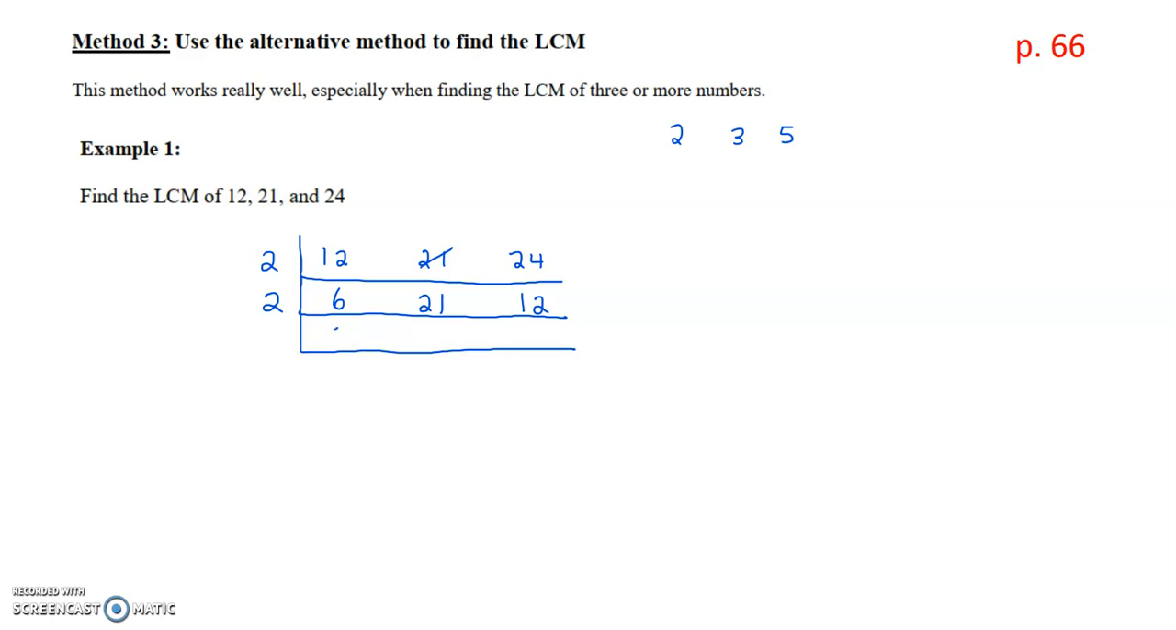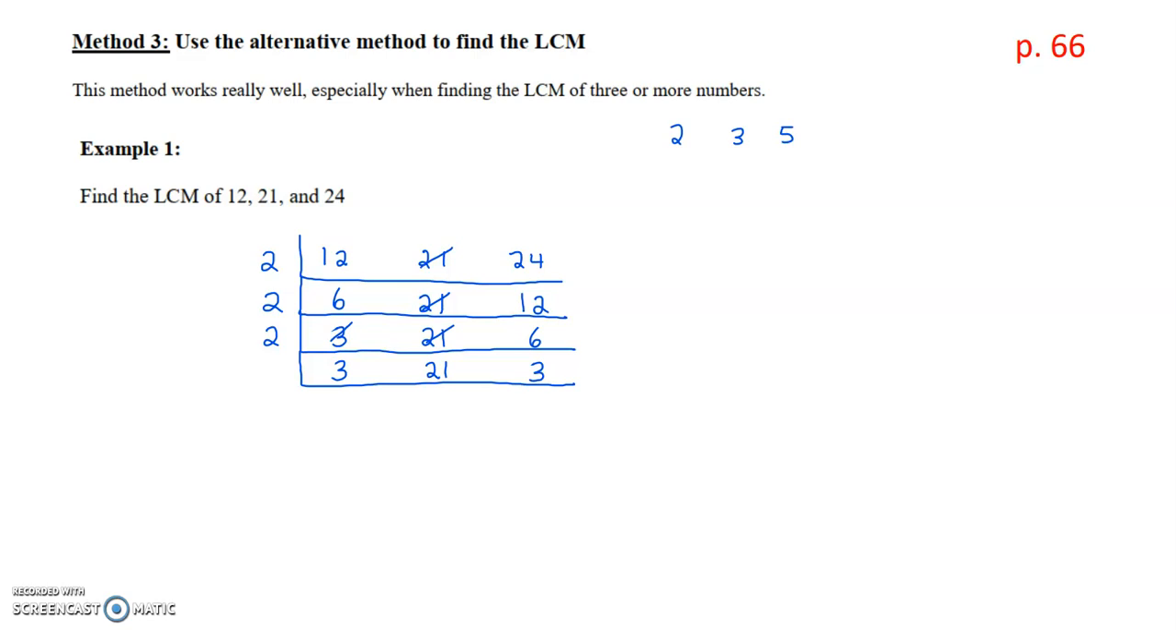I make a space to put my answers, and I start to divide by 2 again. 6 divided by 2 is 3. 21 is not divisible by 2, so I just write it down. 12 divided by 2 is 6. And I keep going. I must keep going with 2's until I can't use it anymore. So 3 does not divide by 2, so I just write it down below. 21 does not divide by 2, but 6 does divide by 2. 6 divided by 2 is 3.